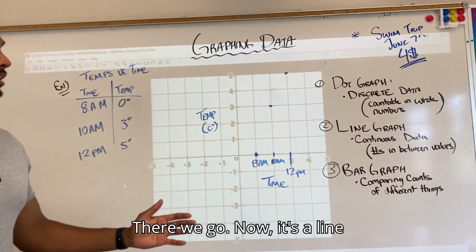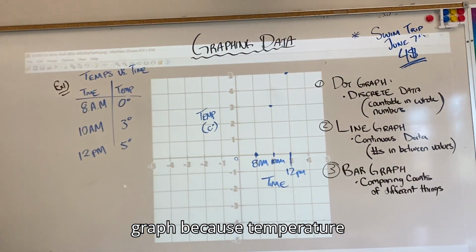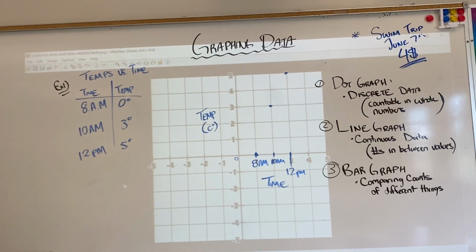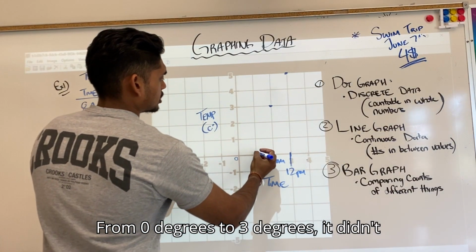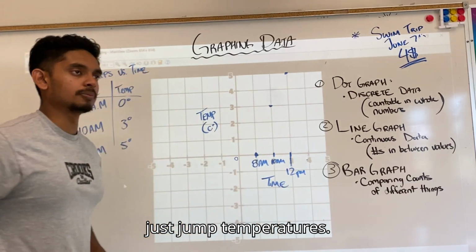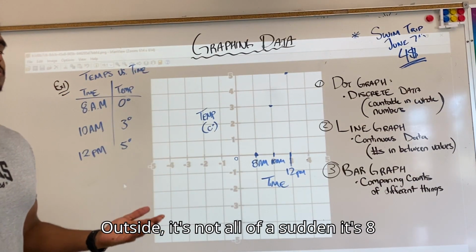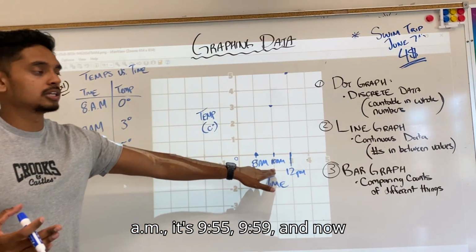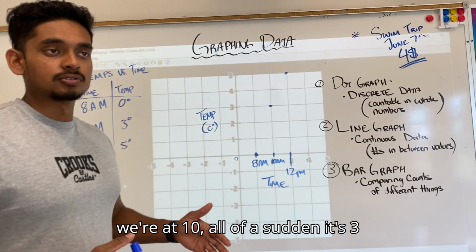Now, it's a line graph because temperature is a continuous data form, okay? From 0 degrees to 3 degrees, it didn't just jump temperatures, okay? Outside, it's not all of a sudden it's 8 a.m., okay, it's 9:55, 9:59, and now we're at 10, all of a sudden it's 3 degrees.